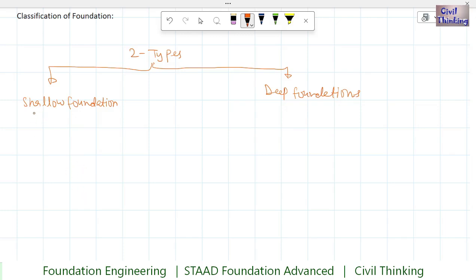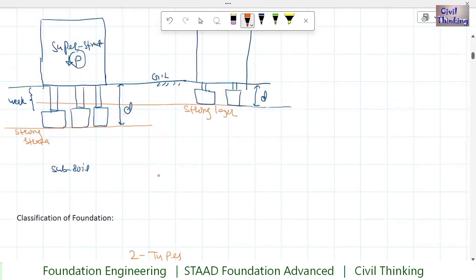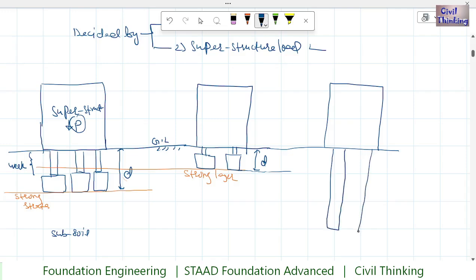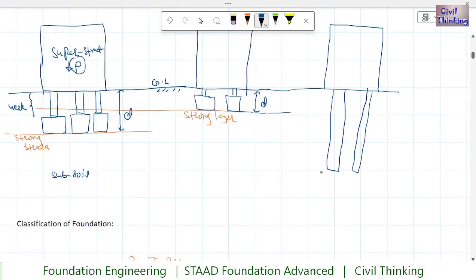Now in the shallow, let me show it first here. Now here we could see, for example, if this is the depth, and if we had another condition here, this is our superstructure. If they are columns, this is our foundation. Now here the depth is this. Clearly you can see this is a deep foundation and these two are shallow foundations, right?